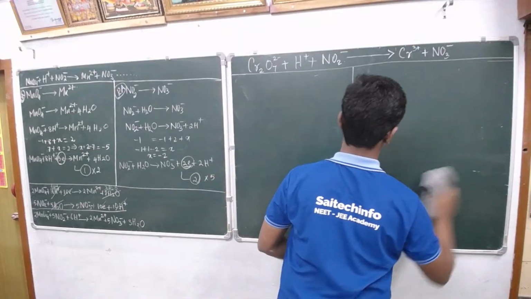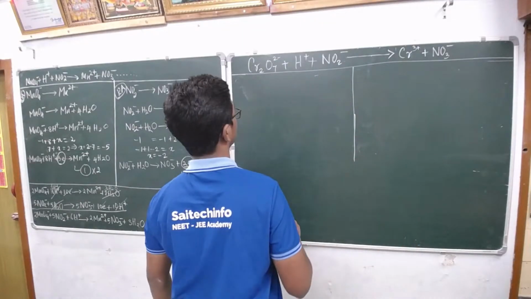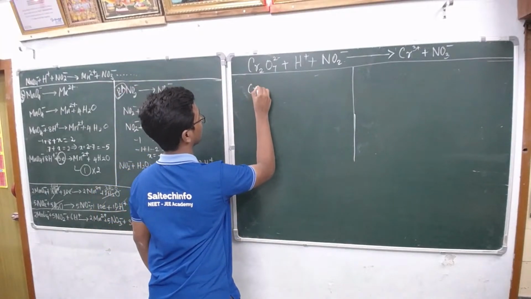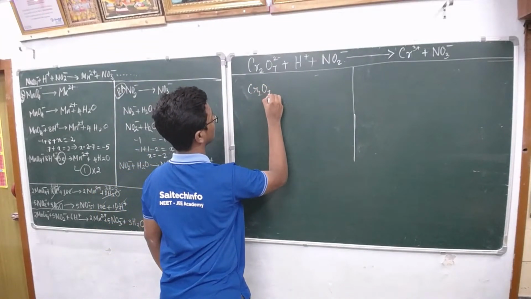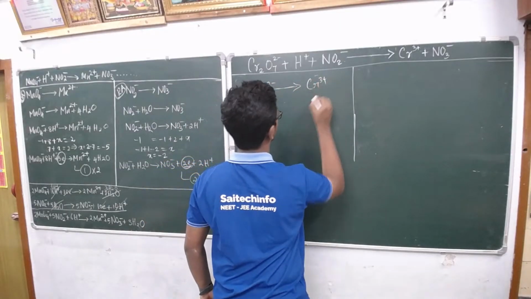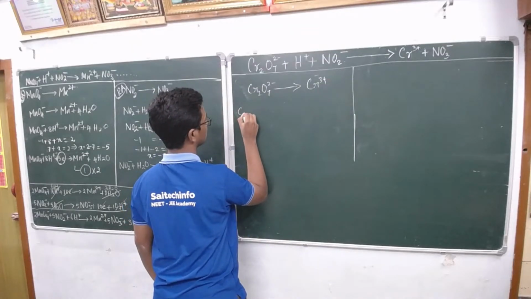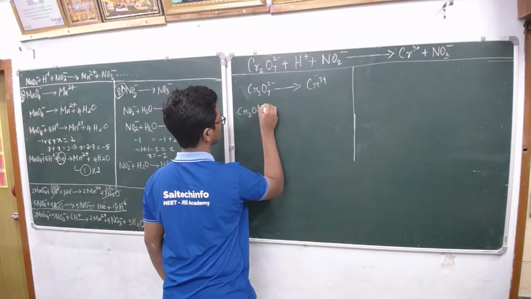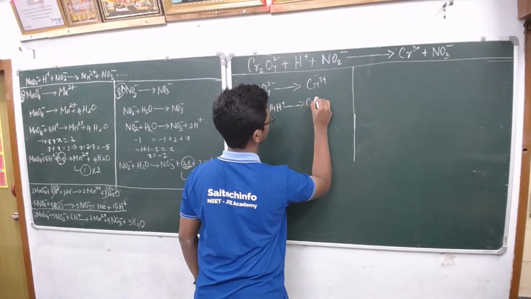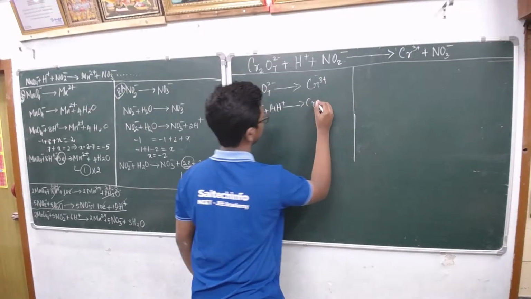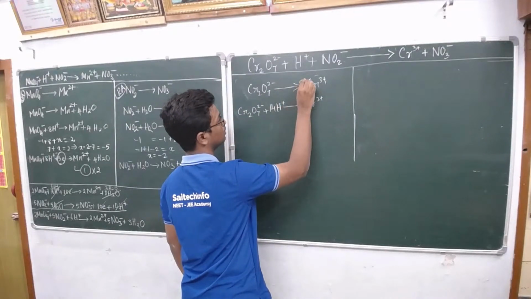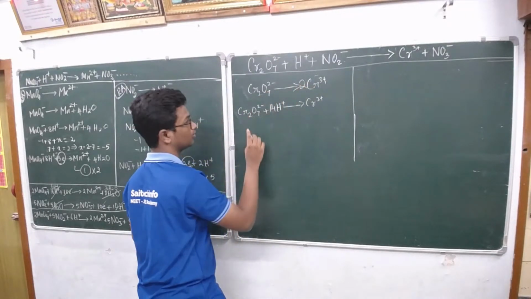Take the oxidizing agent on the left side. Which is the oxidizing agent? Cr2O7 2 minus. Proceed. Yeah, do the ERP. You can speak while writing. Cr2O7 2 minus becomes Cr3 plus. Then Cr2O7 2 minus to 2Cr3 plus, because there are 2 chromium.